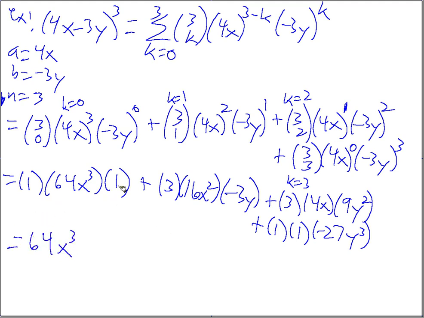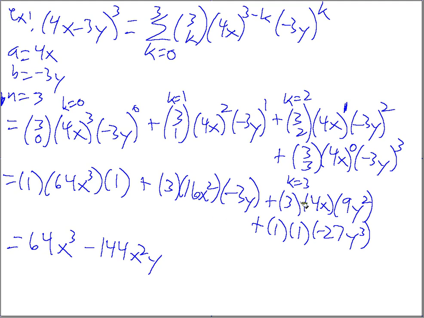64x cubed. So these are tedious problems, obviously, even with the binomial theorem. What else here? 3 times negative 3 is going to be negative 9, times 16. So negative 9 times 16 is going to be negative 144. So negative 144x squared y.